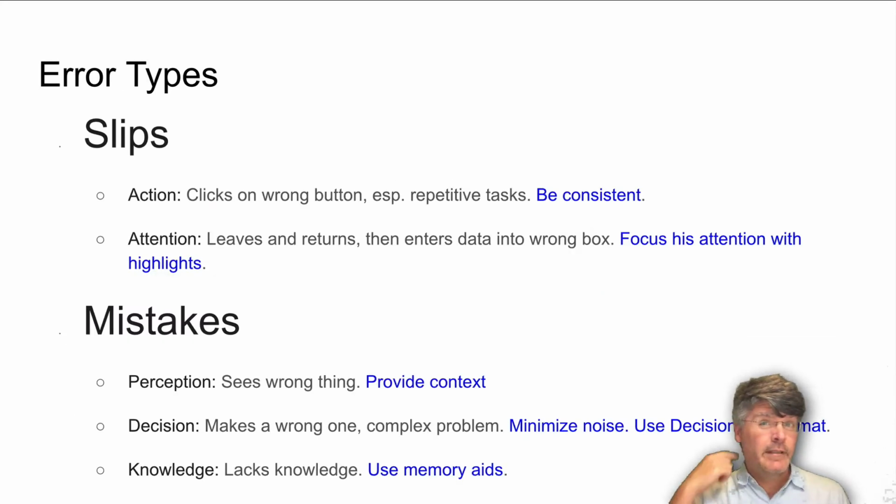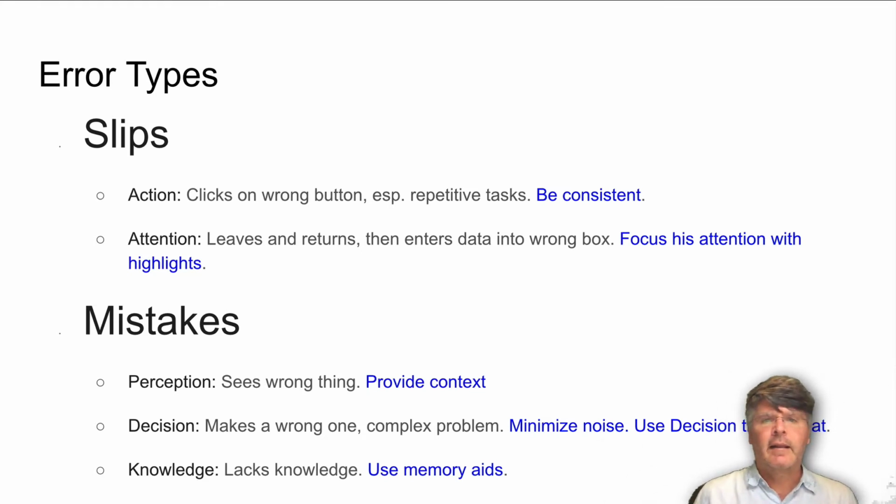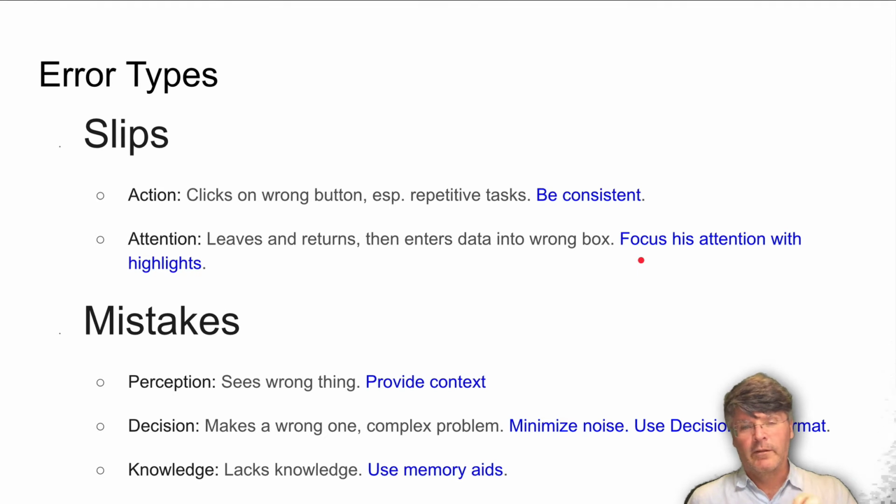There are different types of errors that the user can make. Speaking of errors, users can have slips or mistakes. Slips are when the user just physically does something wrong, like clicking on the wrong button, or you have attention problems where the user, especially on the phone, starts using your app, then some life happens, they go out, they come back, and then they've forgotten a little bit what was going on, so they might enter data in the wrong box or something. So you want to capture the user's attention at all times and focus them on what they're doing.